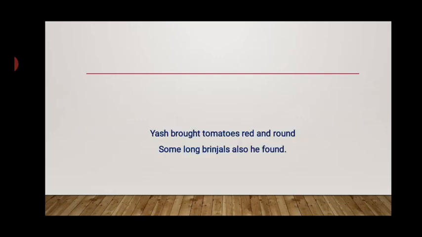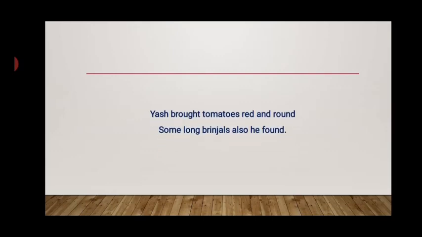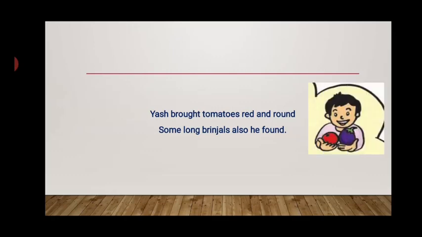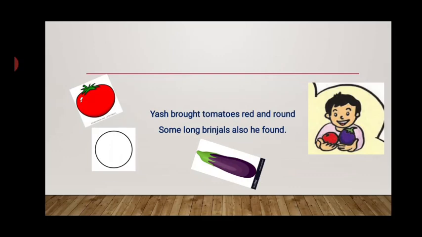Next stanza: Yash brought tomatoes red and round, some long brinjals also he found. What did Yash bring from the farm? He brought tomatoes which are red in color and round. He also brought some long brinjals.